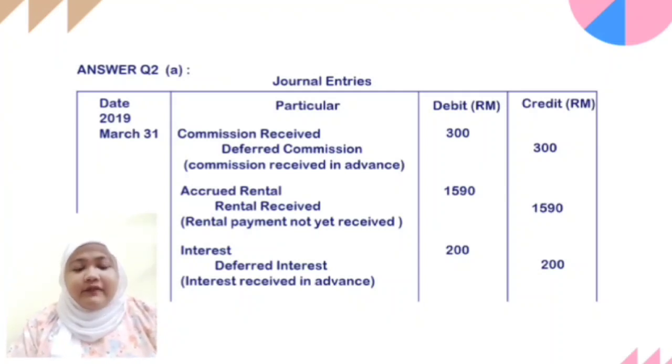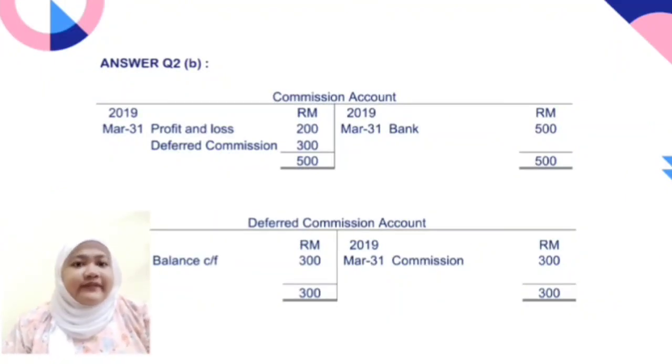The third one, from our third additional information, says unearned interest was 200. Unearned is also known as deferred, so this one will be deferred interest. Then we will debit the interest account and credit deferred interest with the amount of 200, and the explanation will be interest received in advance. Now let's move on to the ledger part.